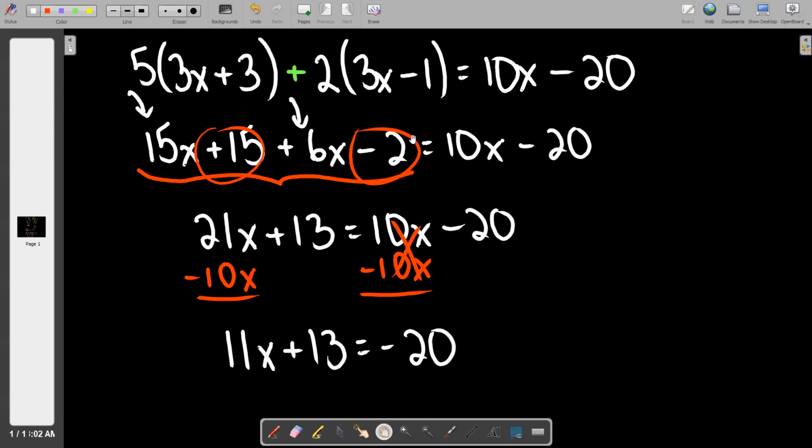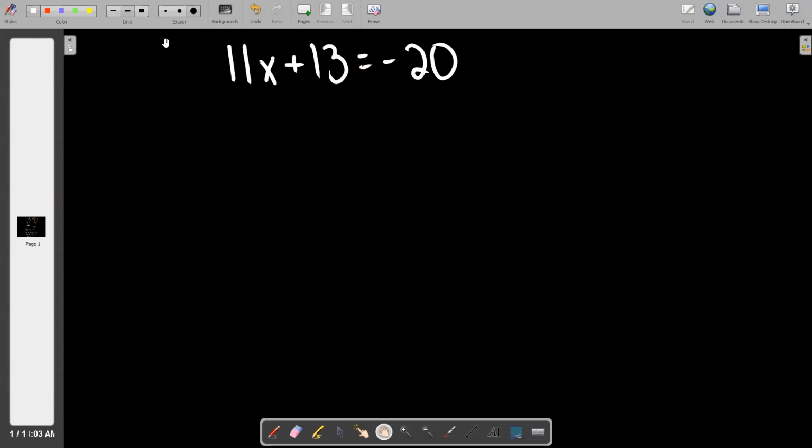You'll notice my equal sign is not in a straight line. Sometimes it just happens, as long as we're structured each step. Every time you do a step, you're making a new math problem that's a little shorter than the one before. And then from here, I would subtract 13 from both sides.